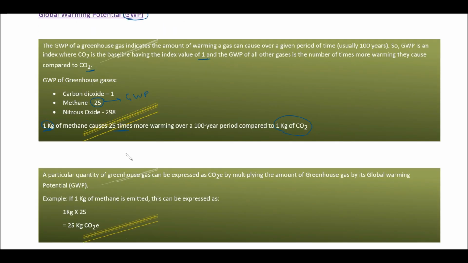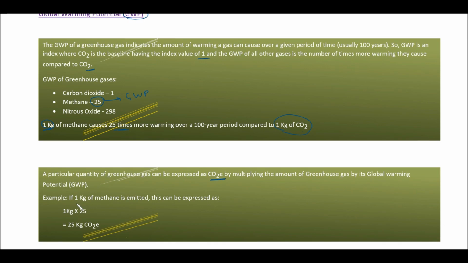Now, as described earlier, the carbon dioxide equivalent signifies the amount of CO2 which would have the equivalent global warming impact for any quantity and type of greenhouse gas. A particular quantity of greenhouse gas can be expressed as carbon dioxide equivalent by multiplying the amount of greenhouse gas by its global warming potential.